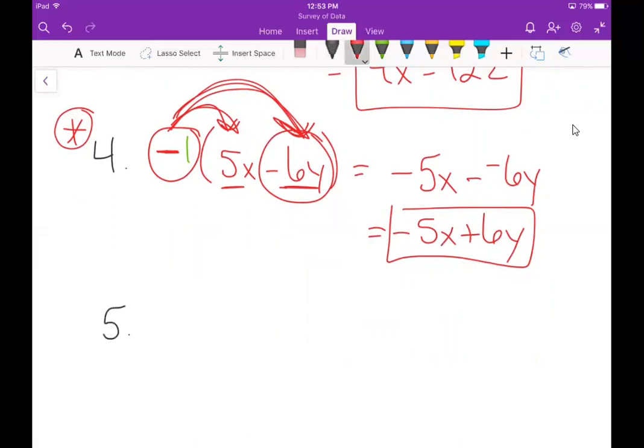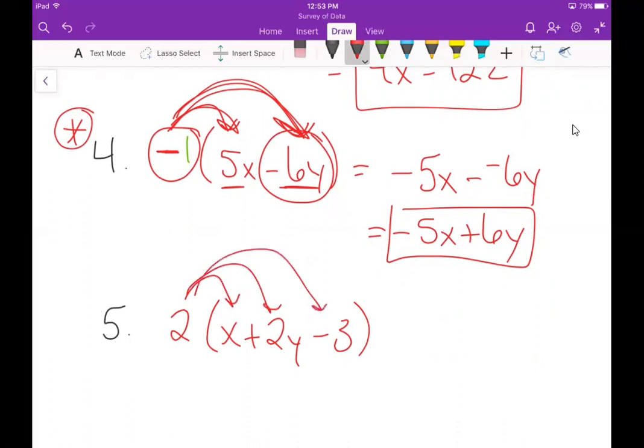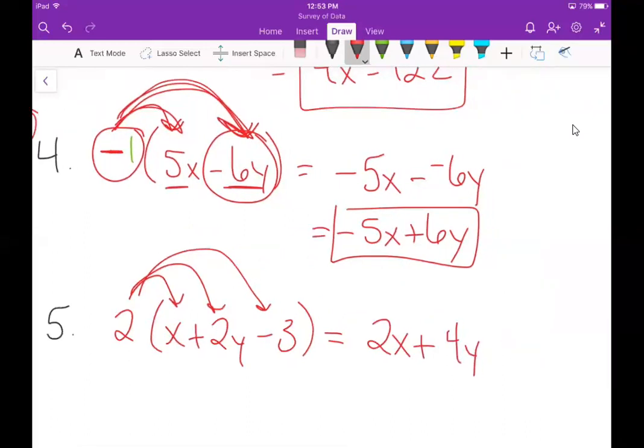Okay, the other thing I want to point out, last thing I want to point out with the distributive law is you can distribute through several operations on the inside. Here, this one has 3. That's all right. It just means that whatever is being multiplied on the outside goes to absolutely everything on the inside. So here we would end up with 2 times x plus 2 times 2y, which would give us 4y, minus 2 times 3, which would be minus 6. None of those things can be combined, so we're done right there.